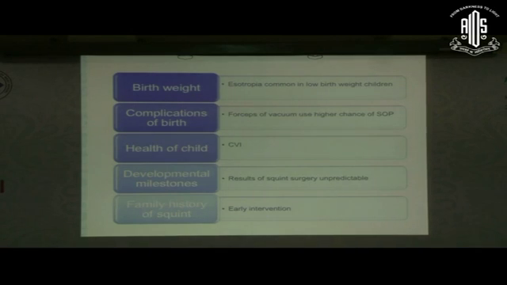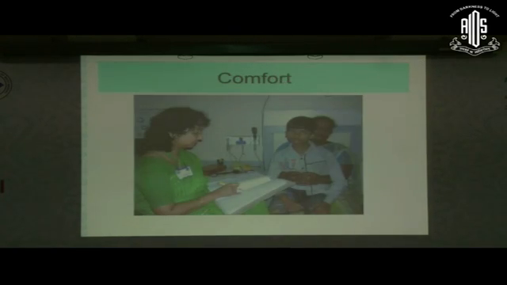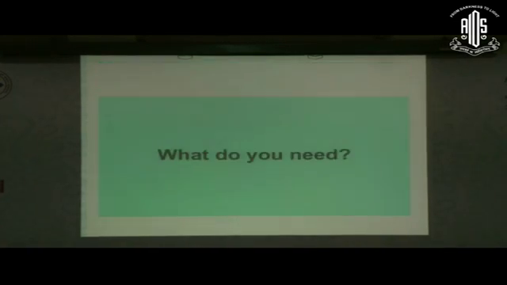So get a good family history. Okay, that's my room number. Welcome to 522. Keep a child-friendly atmosphere for comfort. Of course, Kishore is working, wondering, well, I'm 9 years old, why am I sitting on mother's lap? But anyway, that was for the photograph. And so basically, comfort of the child.